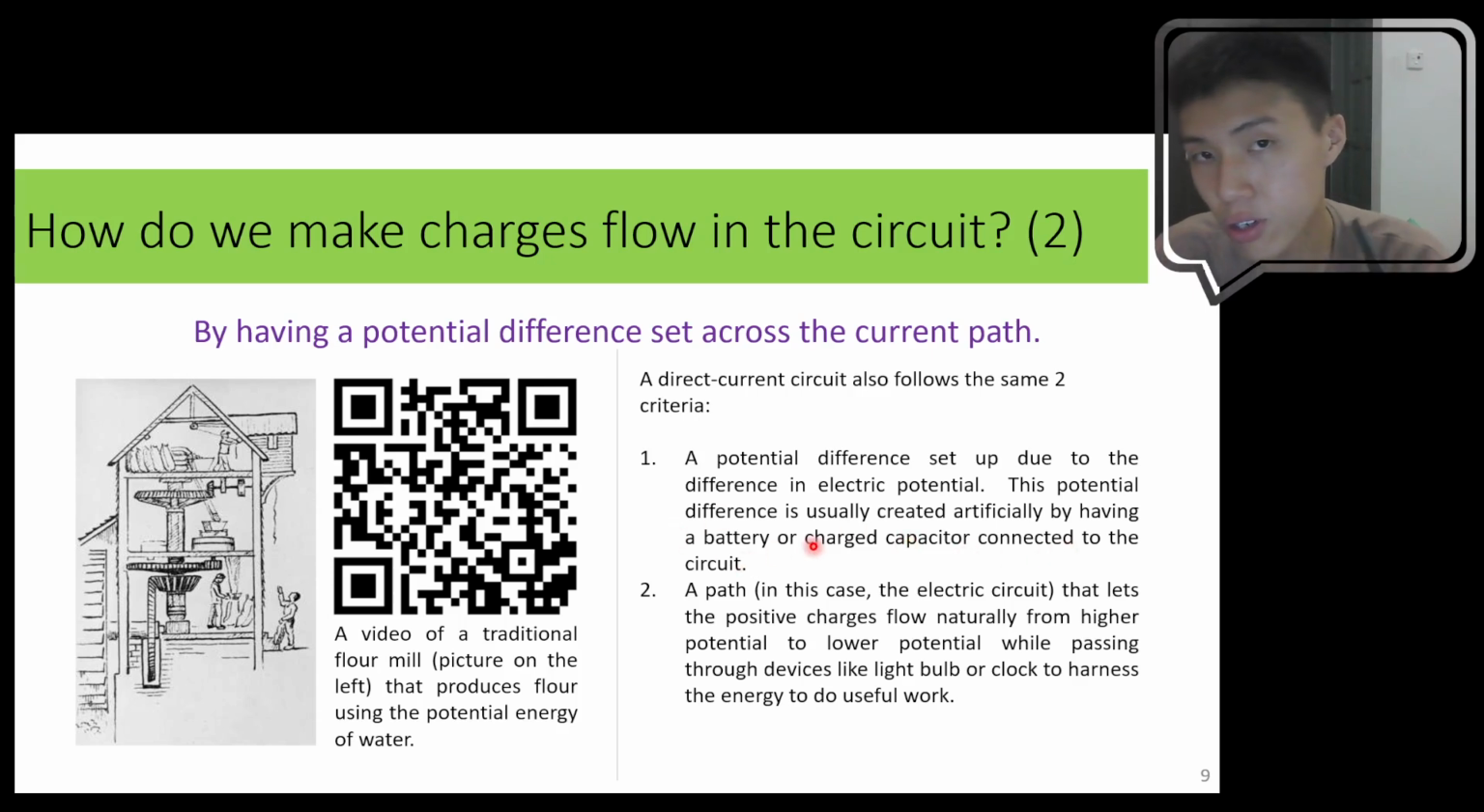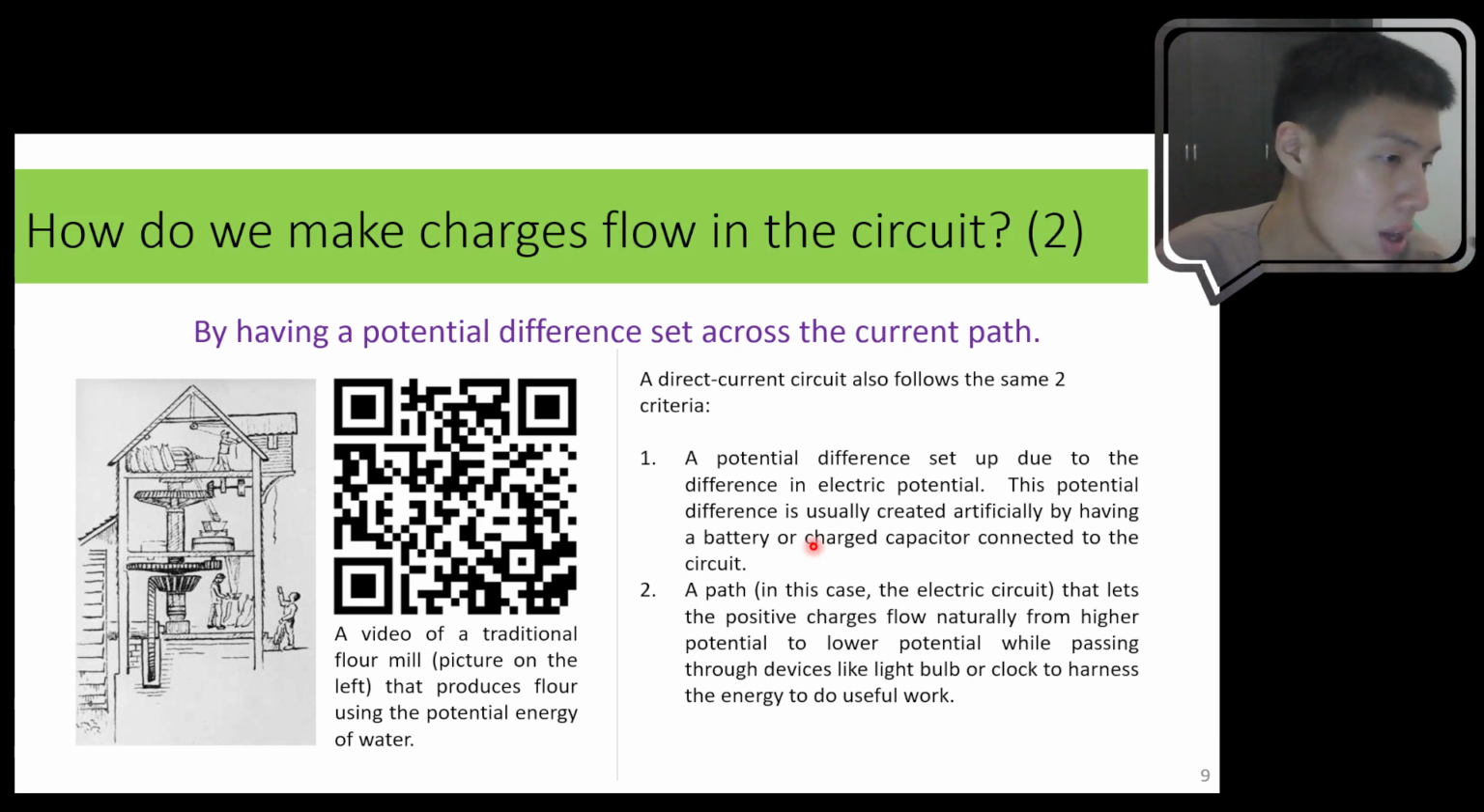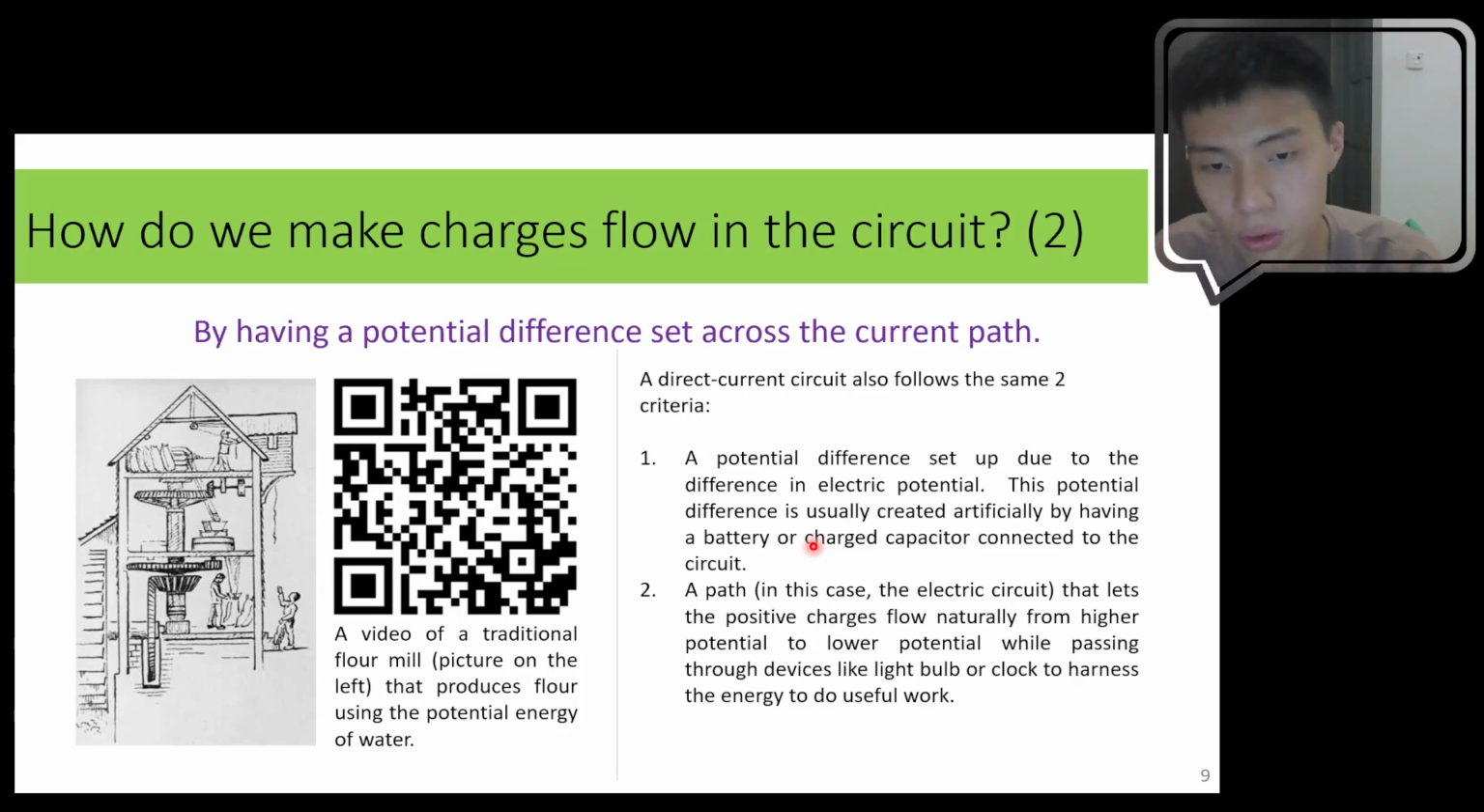So you know that a battery pumps charges from a low potential region to a high potential region. So essentially you are creating that potential difference in order for charge to flow out of the battery from the high potential region, the positive terminal, flowing outside through the circuit to the low potential region, which is the negative terminal. So you know that charges flow outside the battery from the positive terminal to the negative terminal.